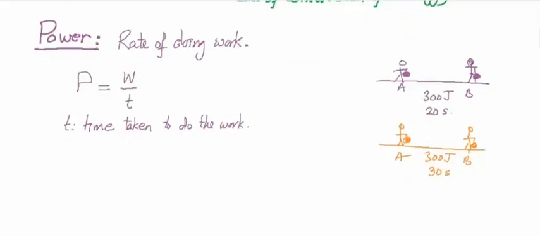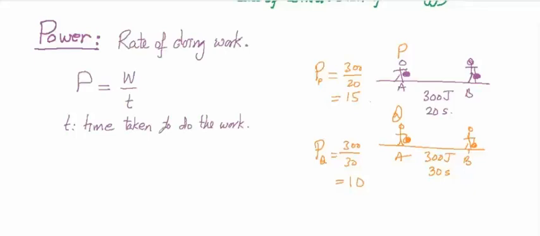So the person who does the same work in a shorter time is utilizing more power. The rate of doing work for this person will be more than for the second person. If this person is P and this person is Q, then power for person P is 300 over 20, which is equal to 15, and power for person Q is 300 over 30, which is equal to 10.